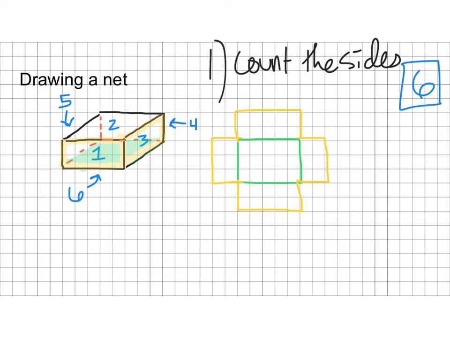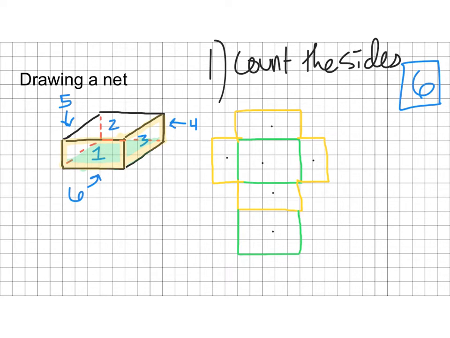And it doesn't really matter where I draw the top because it's just going to be able to fold in from there. And I guess I'll do it the same color as the base since I know it's the same size. So we finish by counting our sides again, making sure that we got all 6 of them. And 1, 2, 3, 4, 5, 6, we did.